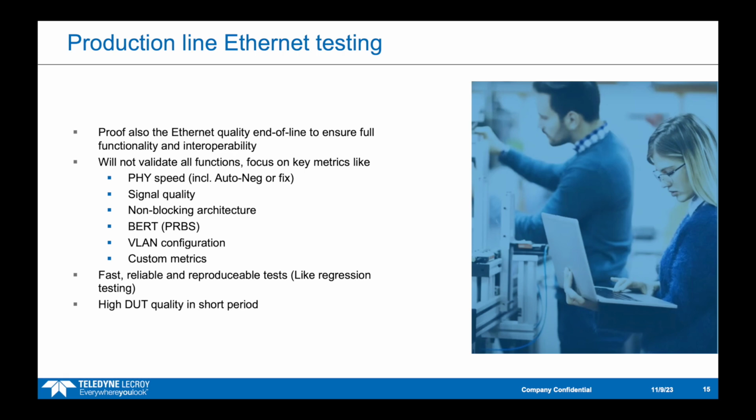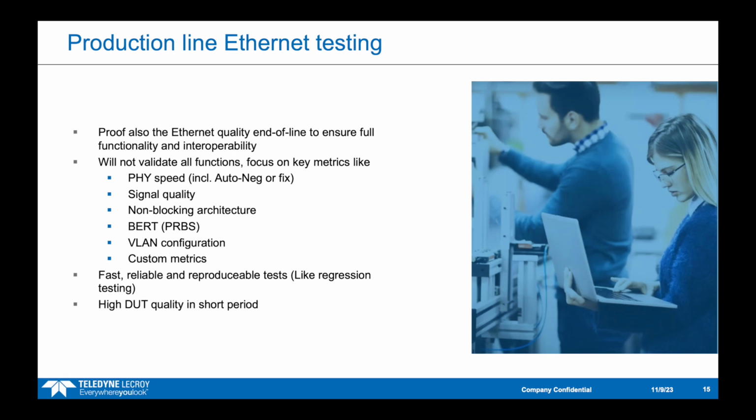As I mentioned before, end-of-line testing will be a reduced test focus on very specific metrics like a PHY speed, so you will double-check the auto negotiations separately or if all PHYs are configured to the correct fixed speed. Testing the signal quality, you're doing a quick check of the non-blocking architecture, a couple of seconds, you probably do a bit error rate test or a pseudo-random bit test.